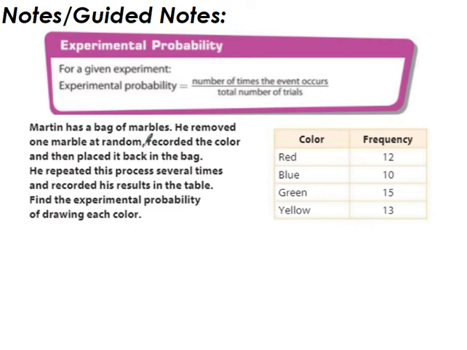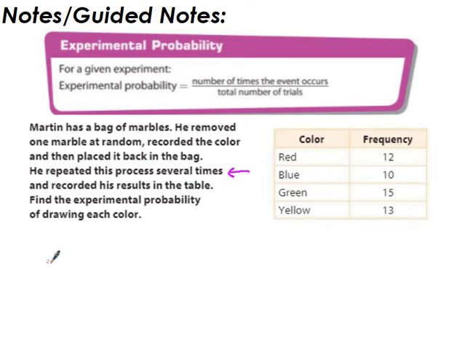Martin has a bag of marbles. He removed one marble at a time, recorded the color, then placed it back in the bag. So he's just doing this at random. He's not looking in the bag. He's not cheating. He repeated this process several times and recorded his results in the table. Find the experimental probability of drawing each color.